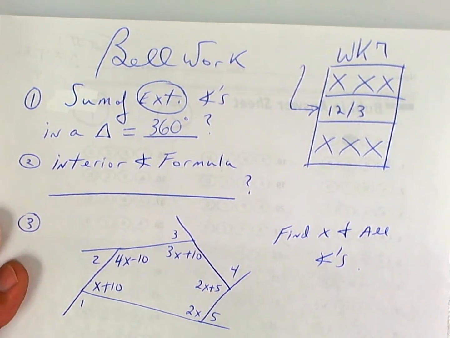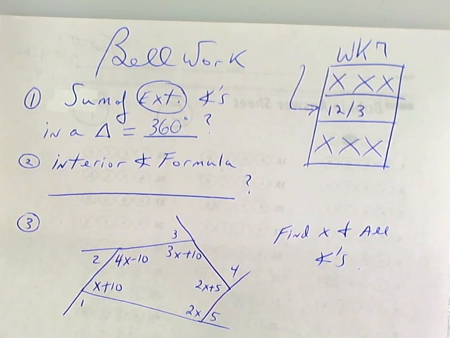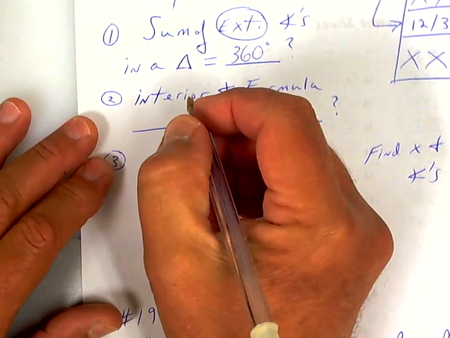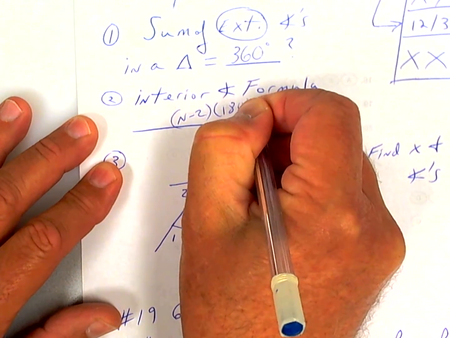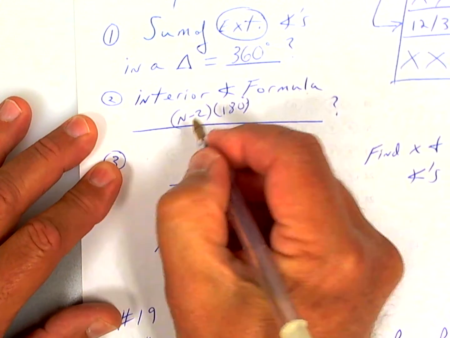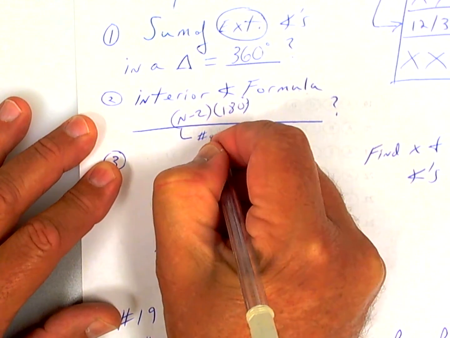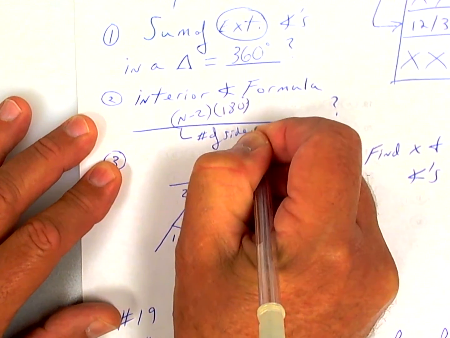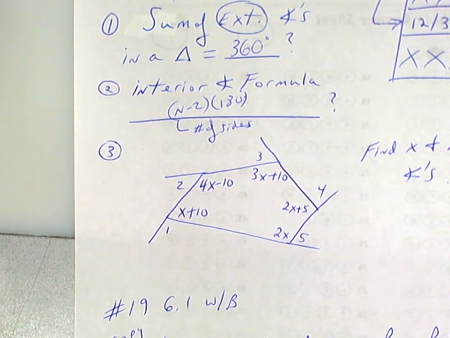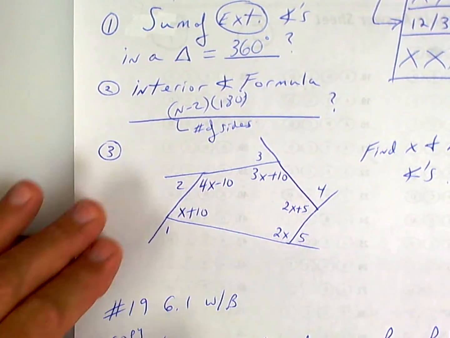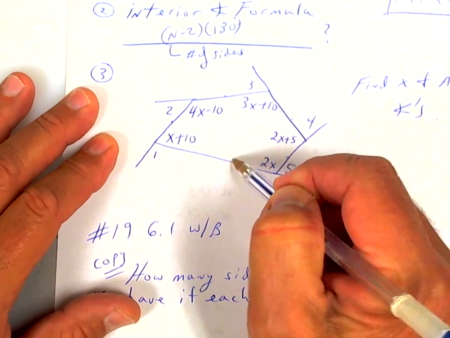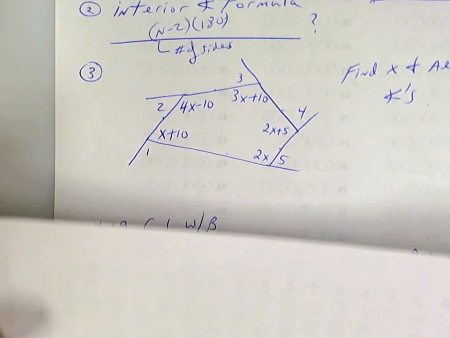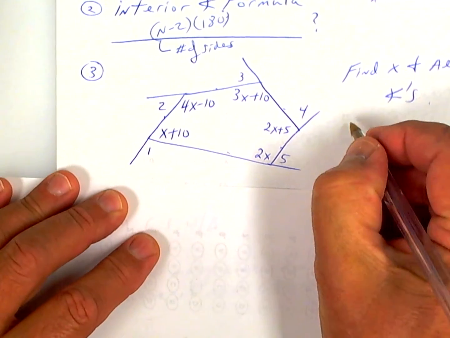Let's try another one. The interior angle formula, well, that is n minus 2 times 180. And in this one, n represents the number of sides. Make sure you know that, okay? The number of sides. Let's take a look at the next one. The next one, we have 1, 2, 3, 4, 5 sides. So if it's 5 sides, it's a pentagon.